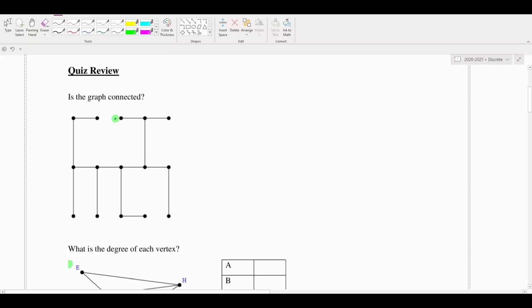And as it turns out, I'm looking at this one and I am able to visit every single circuit, or I'm sorry, every single vertex from any other vertex. So I could start here and I could get to every other vertex, or I could start here and I could find a way to get to every other vertex. So this graph is connected. All right, so we would simply say, yes, it is connected.